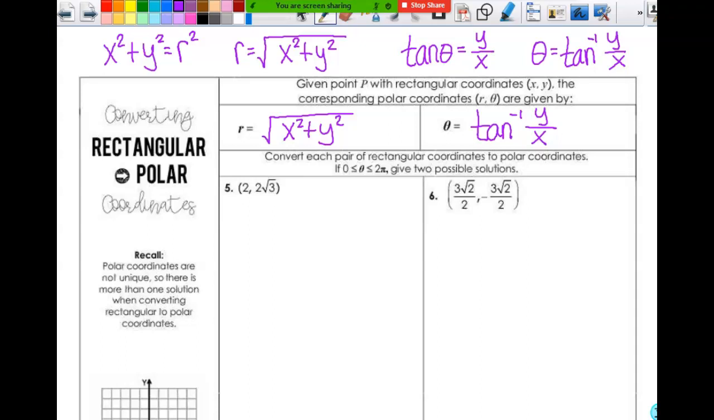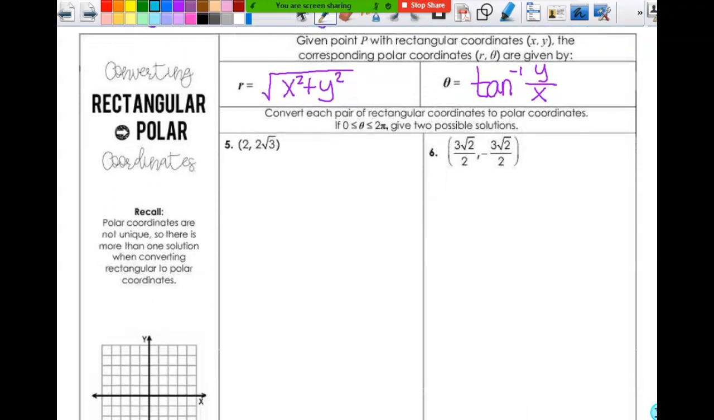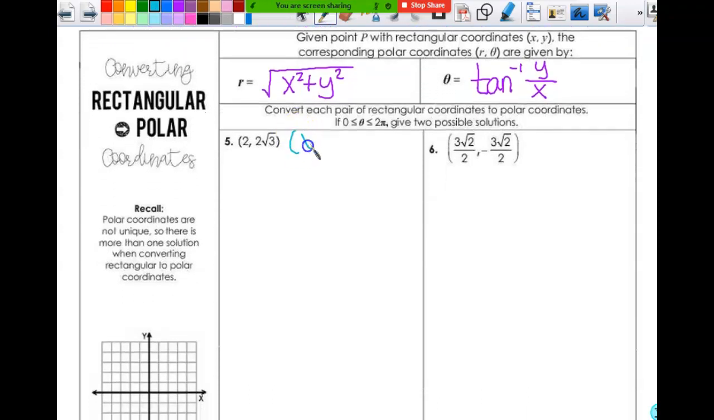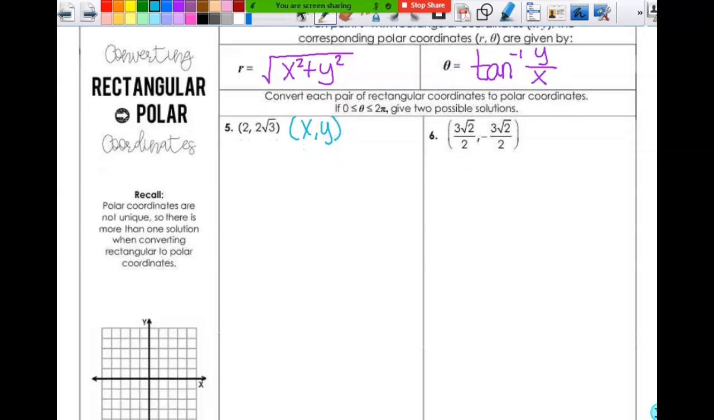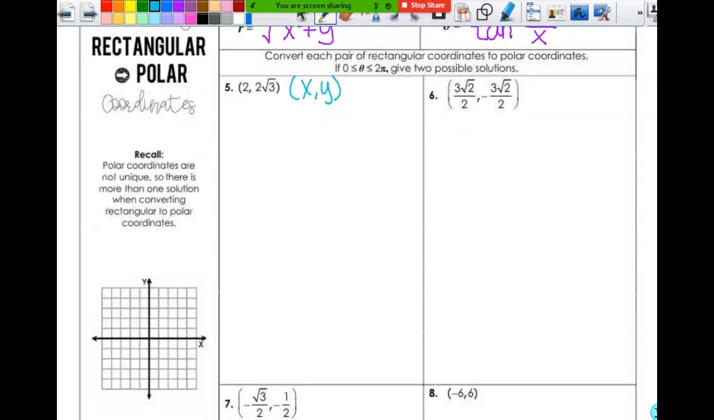Alrighty, so it says to convert each pair. We'll go ahead and plot these as well. So on number 5, this is an xy, and I need to change it to r theta. So I'm going to plot this on my rectangular coordinate grid. 2 square root of 3 is about 3.46, so you can see about 3.5. So we're going to go to the right 2 and up about 3.5. That's number 5.